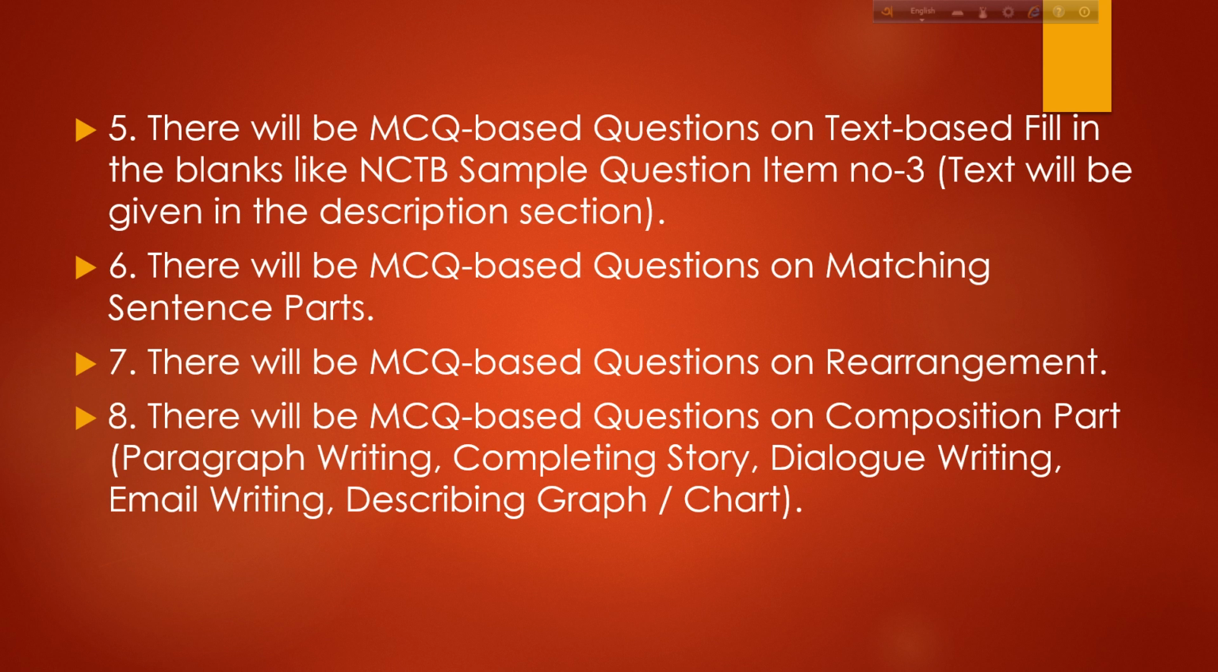How will it come? A rearrangement question will be given in the description section, A, B, C, D, this way 8 sentences, and in the option section your answer will be given, maybe B, D, F, A, G, this way a serial number will be given, in B another, C another, and D another answer. So you have to choose the correct answer, rearrangement. Okay.